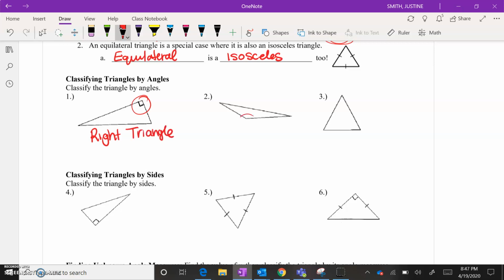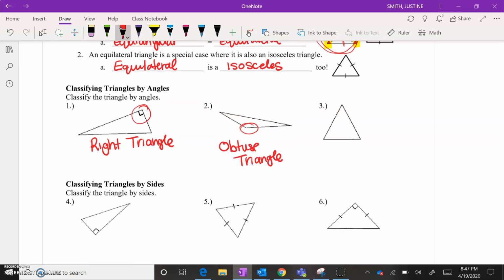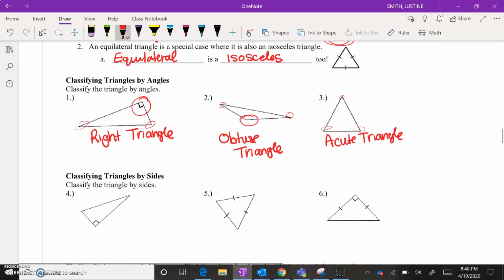Okay, in this one, we have this obtuse angle. So we know it's an obtuse triangle. Okay, and here we can tell all of our angles are less than 90 degrees. So this would be an acute triangle. So basically, every triangle always has two acute angles, okay? And you're really classifying it by its third angle. So it always has two acute angles, and then you're classifying it by the third. And in this case, all three are acute, which makes it an acute triangle.